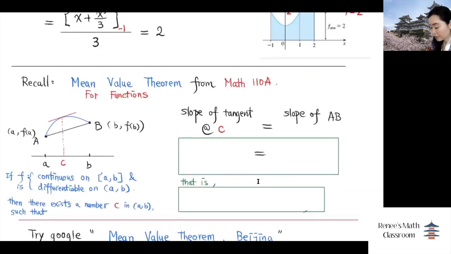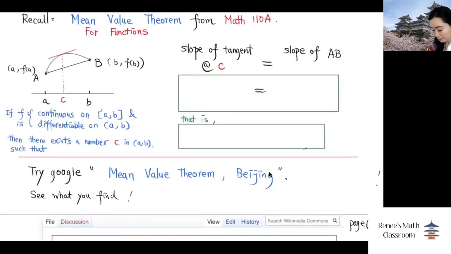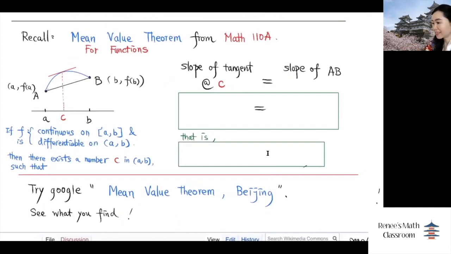Are you guys okay? Question? Okay, now the mean value theorem from 110A. I don't know if you guys remember. So what does it say?